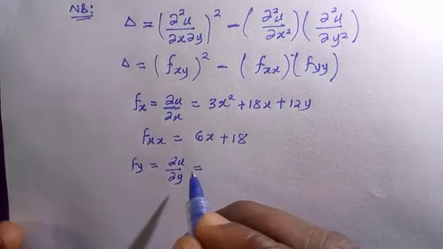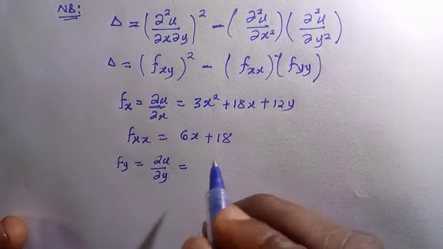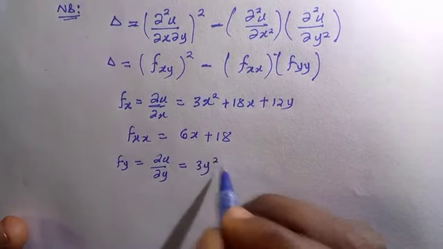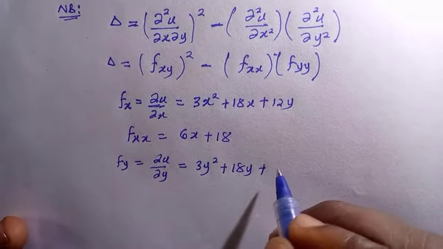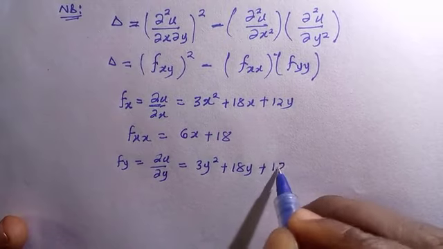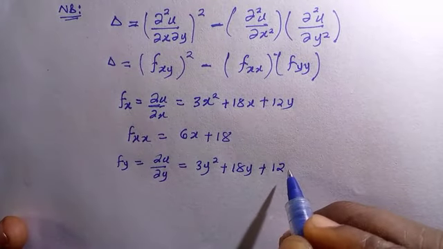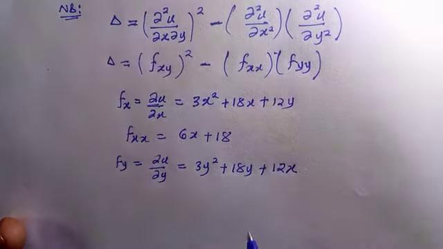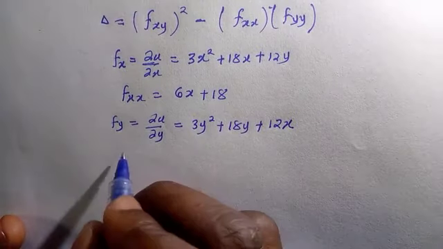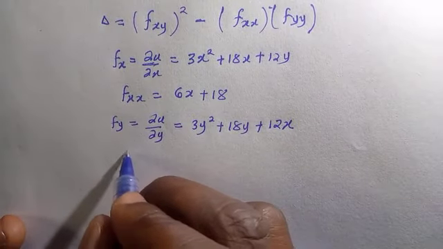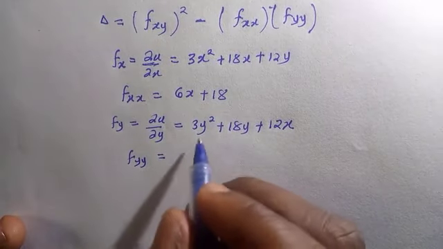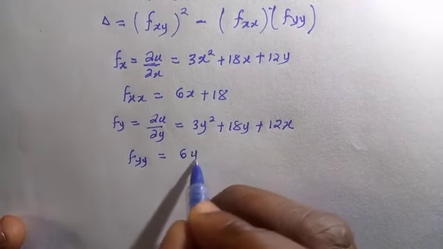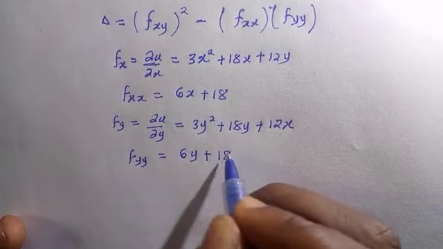So again, let's see along fy, which is the ∂u over ∂y. So here is 3y squared plus 18y plus 12x. So you know all this one has been gotten in the previous slide. So here we have fyy equals to, I mean, all these are the first derivative. So to obtain a second derivative, we have 6y plus 18.